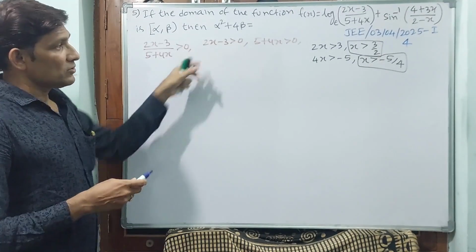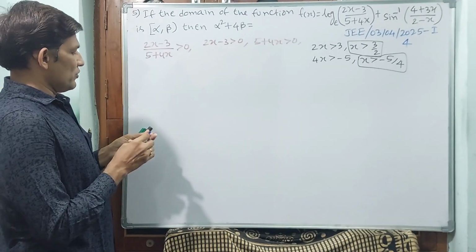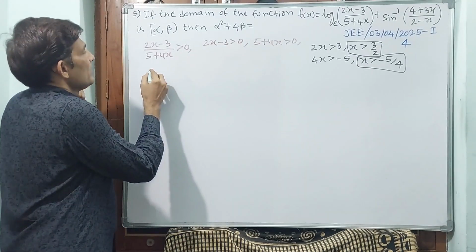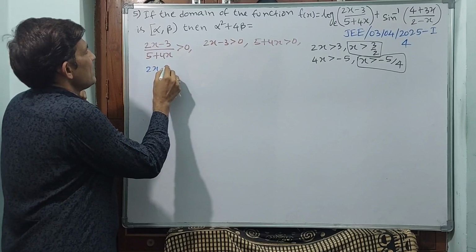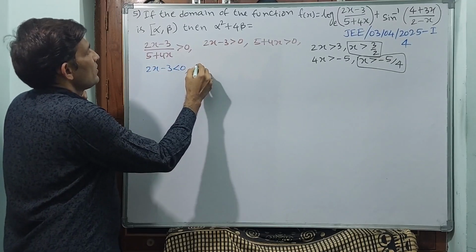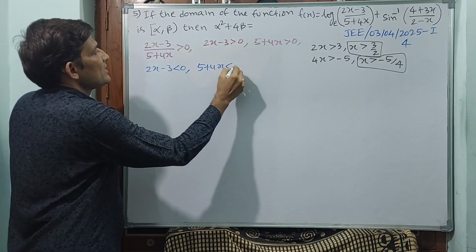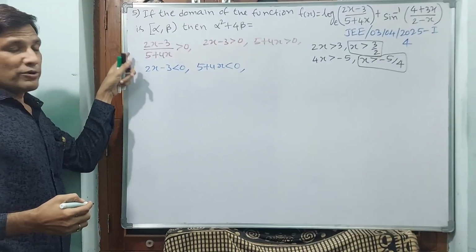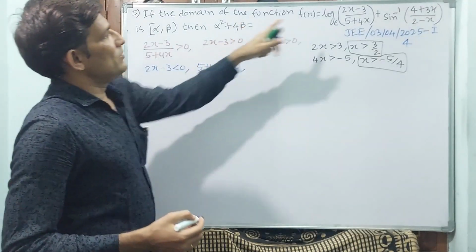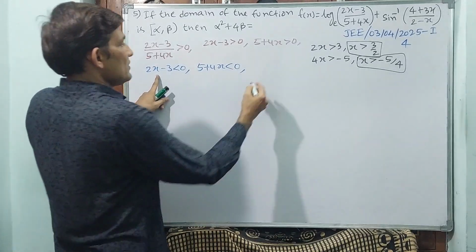Okay, now see, both less than zero I am going to take. See how I am taking. Now, I can say 2x minus 3 is less than 0, and 5 plus 4x is also less than 0 if I take. What will happen? Both are going to become negative, going to get cancelled out, and it is positive and the log we can give. See, this is the case.